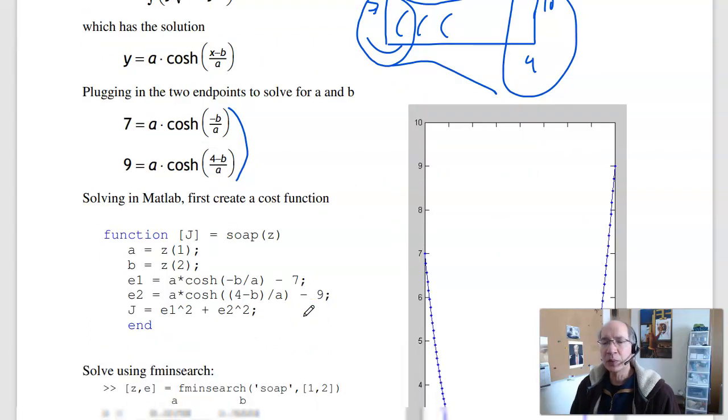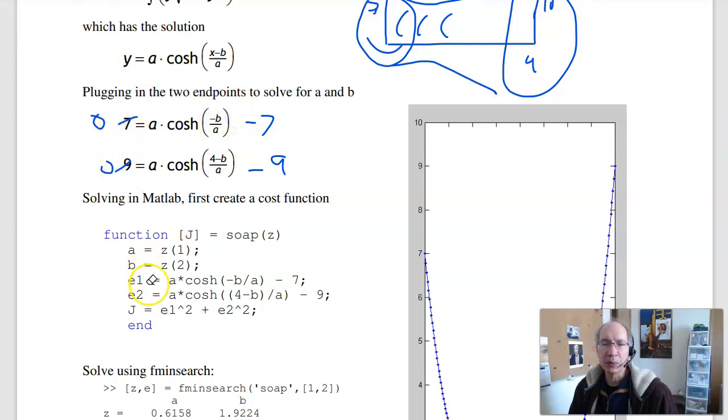Now this is where fminsearch comes into play. I'm going to create a function in MATLAB. I'm going to pass my guess of a and b, and if it's correct, these should balance. So bring in the 7 right, bring in the 9 right. These should be equal to 0. That's if I guess right. If I guess wrong, then it's going to be something other than 0.